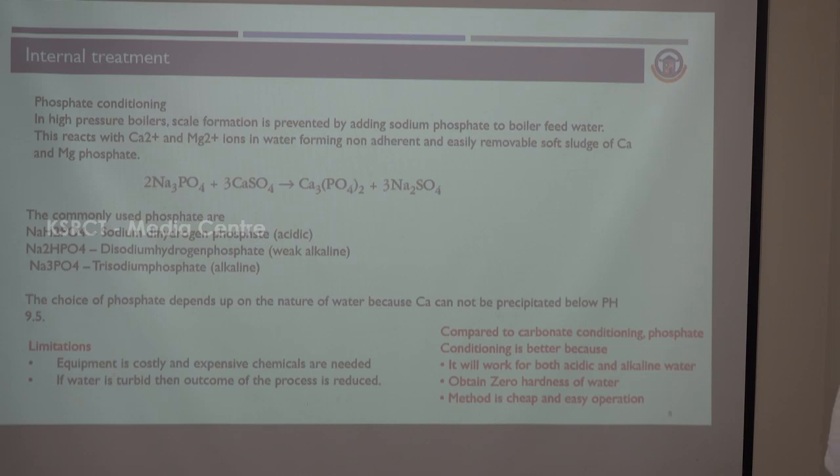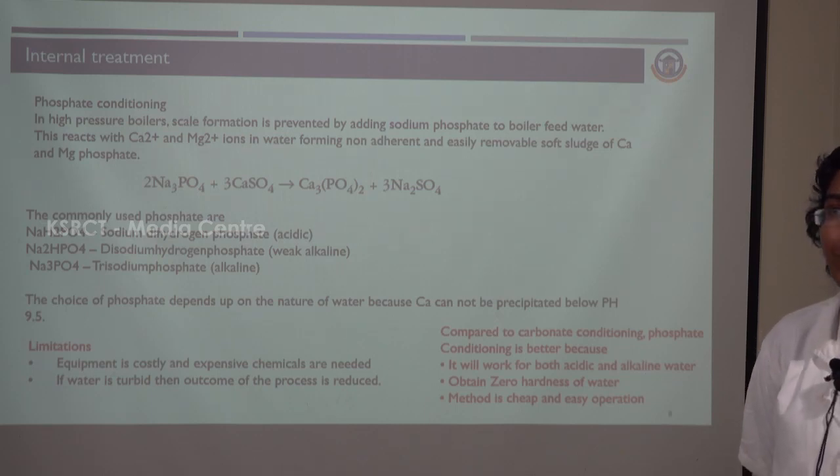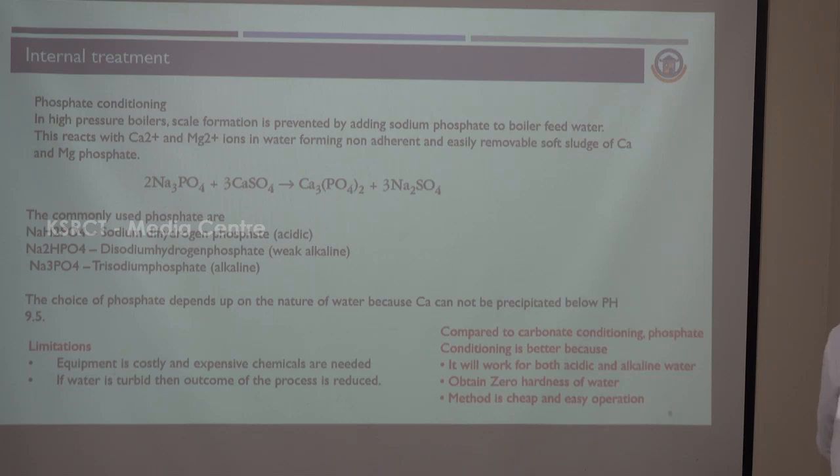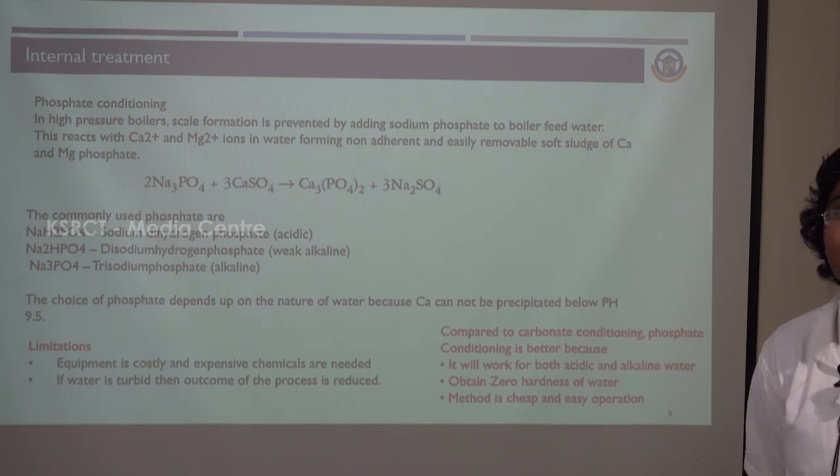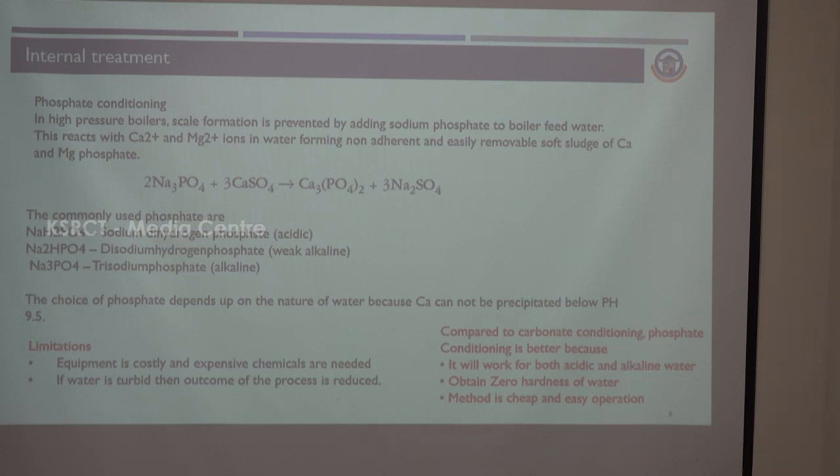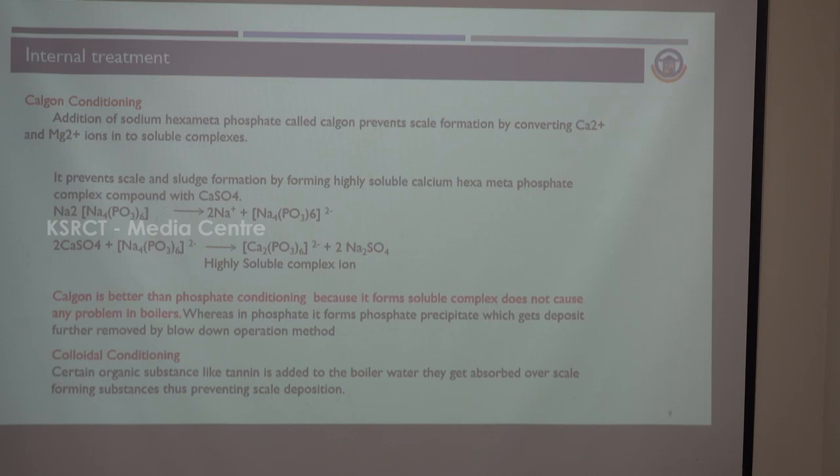What is the limitation of phosphate conditioning? The equipment is costly and expensive. If more chemicals are present, the water becomes turbid. Comparing the previous method, carbonate conditioning, phosphate conditioning has better advantages. Why? Because we can use phosphate conditioning for all kinds of water, whether acidic or basic. In carbonate conditioning, we do not select according to the pH of water. Also, in phosphate conditioning, we can obtain zero hardness of water, and this method is very cheap and operates very easily.